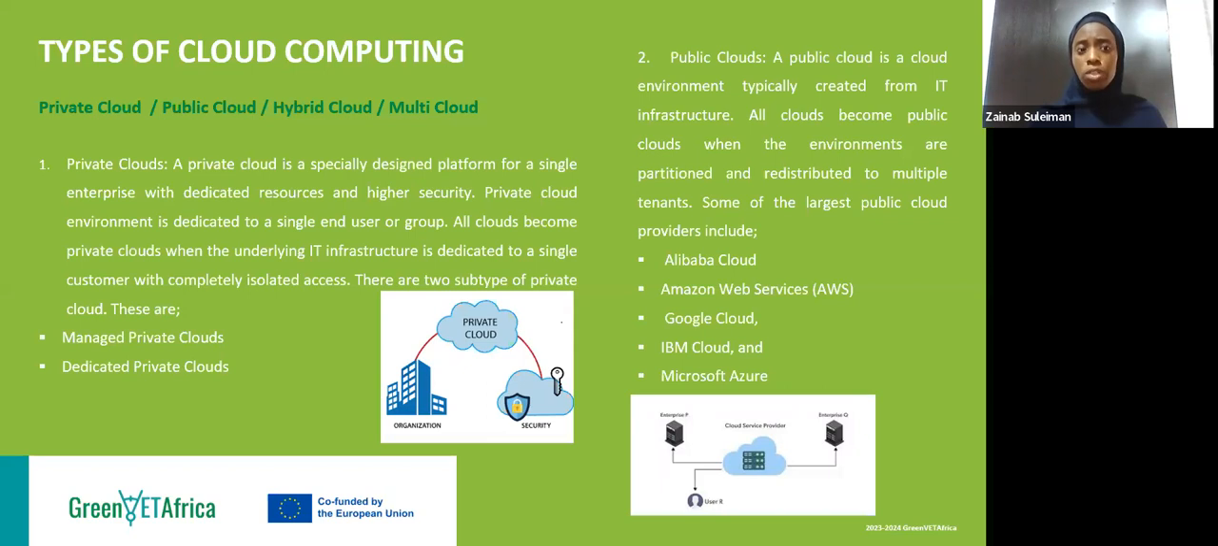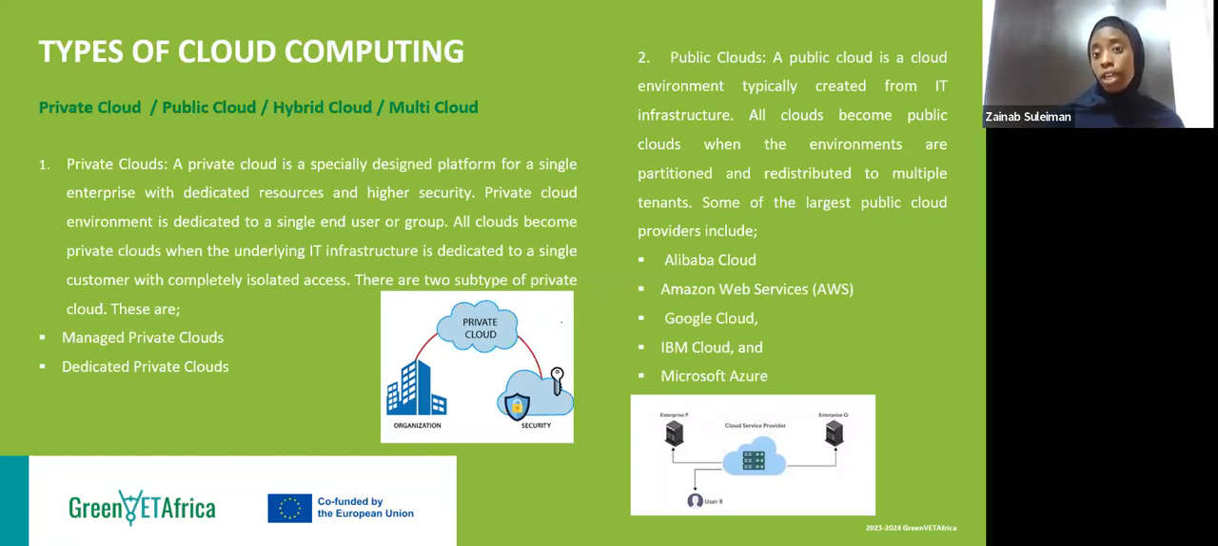Types of cloud computing. We have 4 types of cloud computing. These are private cloud, public cloud, hybrid cloud, and multi-cloud. So what is a private cloud? A private cloud is a platform specifically designed for a single enterprise with dedicated resources and higher security. As we can see from the diagram, a single organization can request a private cloud. Why? For security reasons, so that organization will be the only one that has access to that particular cloud.